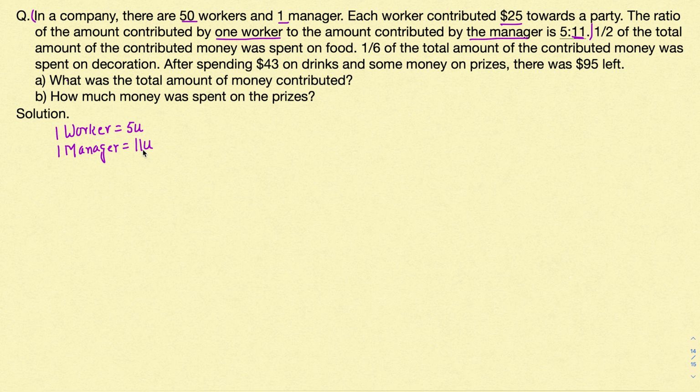Now what else do we have? We know that each worker contributed $25 towards a party. So the contribution by one worker is $25, and we also know that in terms of units, one worker has contributed 5 units. So from here we can say that 5 units should be equal to $25. So how much will be 1 unit? 1 unit will be 25 divided by 5, and that will give you 5.